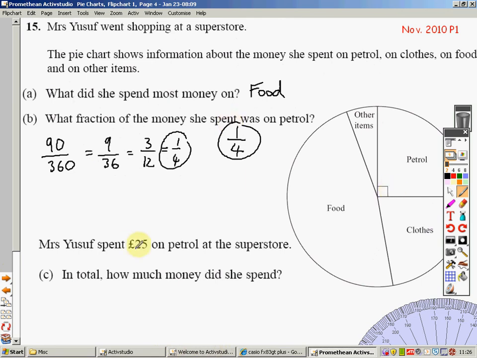Mrs. Youssef spent £25 on petrol at the superstore. In total, how much money did she spend? I think the easiest way to do this is to know that that's £25, and you've got 4 lots of £25, because we just said it was a quarter, £100. You might want to write a method, 25 times 4. Okay, hope you got that correct.